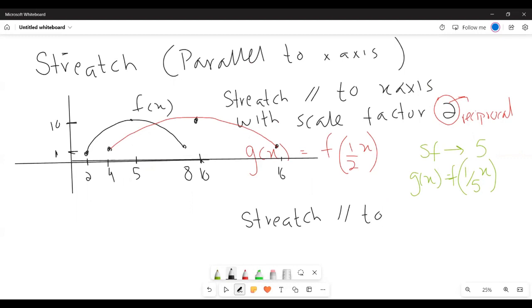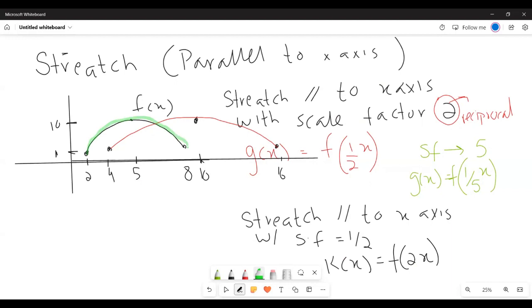Stretch parallel to the x-axis with stretch factor or scale factor half. So now I'm calling that function k(x). k(x) will be f, take the reciprocal of half, 2, and x. And this will actually be a shrink because you're multiplying the values of x with half. The function will actually shrink, but we call it stretch nonetheless. You don't write shrink in the exam or the test. It's stretch. But since the scale factor is half, obviously it's going to become smaller than the original.